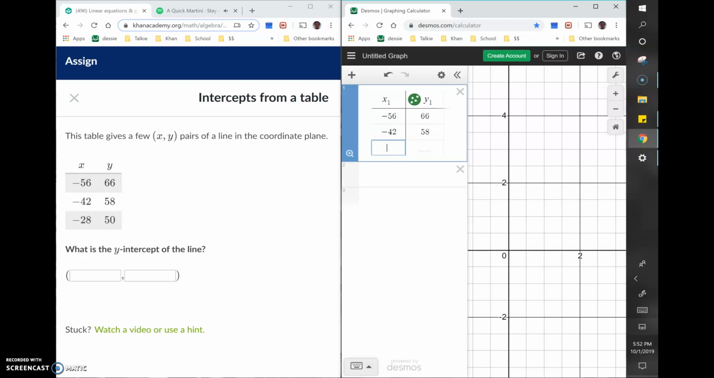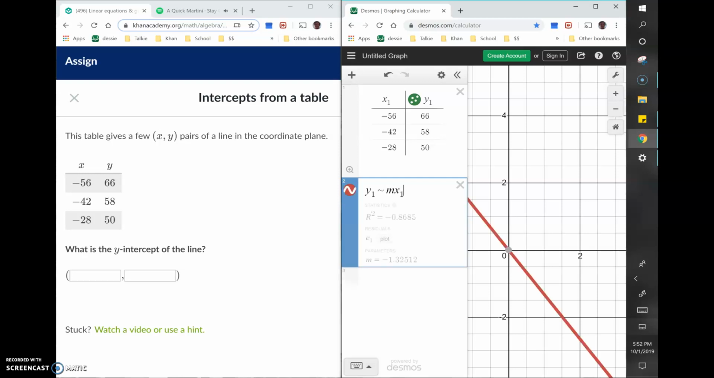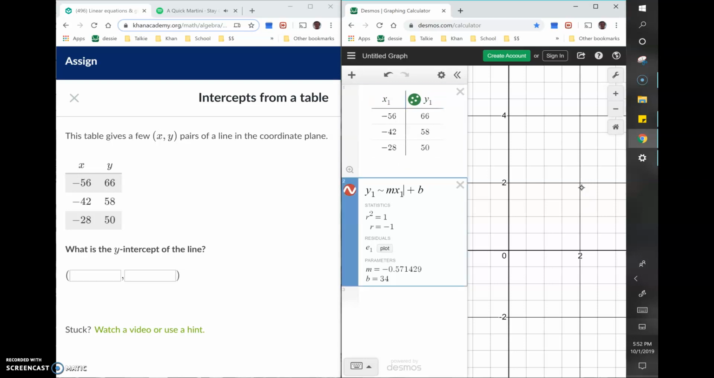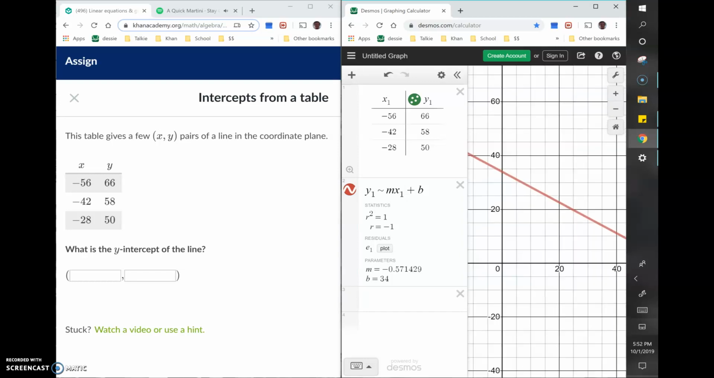I can put all 3 in. I'm gonna go ahead and do that. You only need 2 points to build the line, and then I'm just typing y1 squiggly mx1 plus b. If this had a 2 and that had a 2, then that should have a 2 and that should have a 2, but they don't. And I'm zooming out, and there's the line.